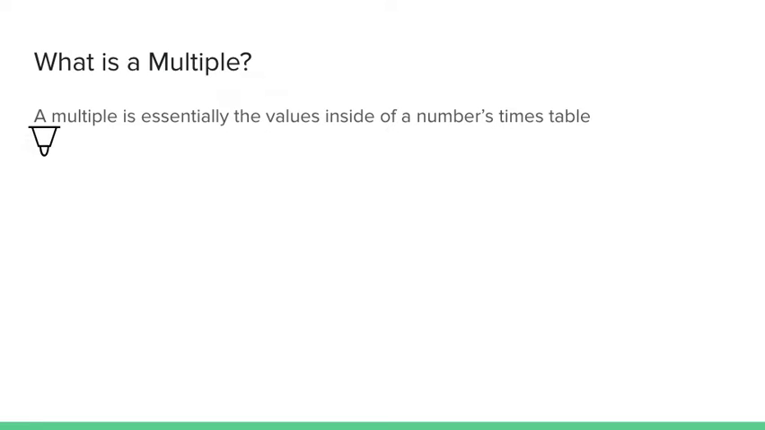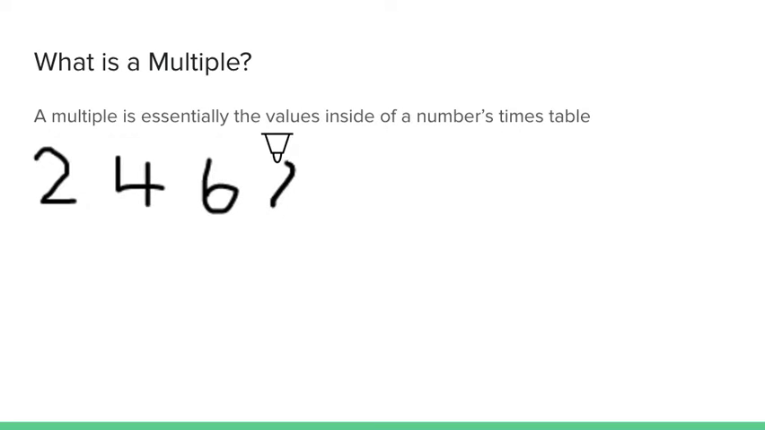So let's start off with the number 2, the 2 times table. We're going to start off with 2, followed by 4, 6, 8, 10. You can see here, these are all multiples of 2.